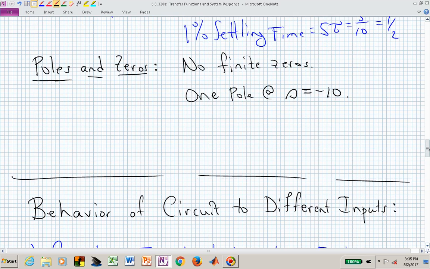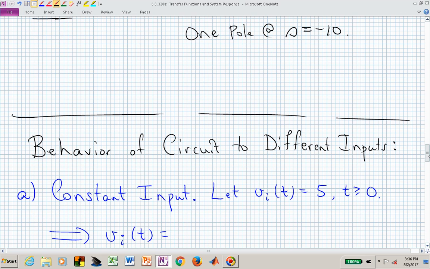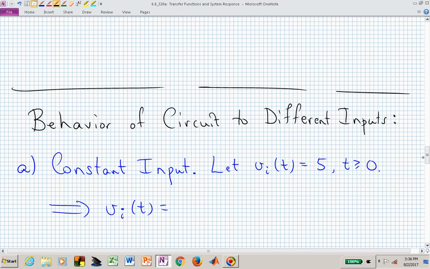What we want to do now is look at what happens to this circuit. Now that we have the transfer function, we can start analyzing this circuit's behavior for many different kinds of input waveforms. Let's look at a few, but to start with, let's look at a constant input. Suppose somebody now applies a constant value of 5 at time 0 and leaves it at 5 for time to infinity. What's the Laplace transform?